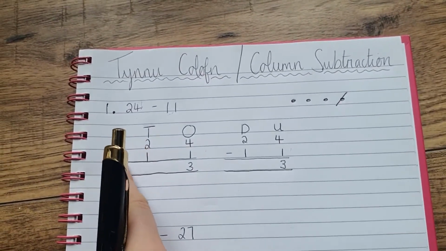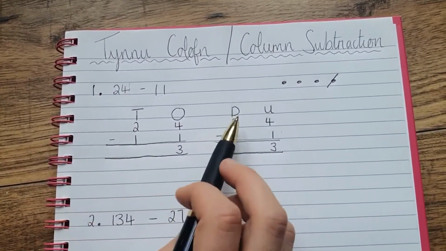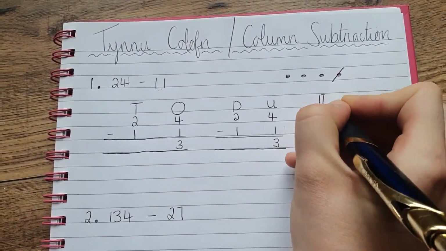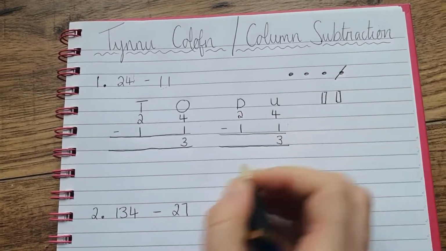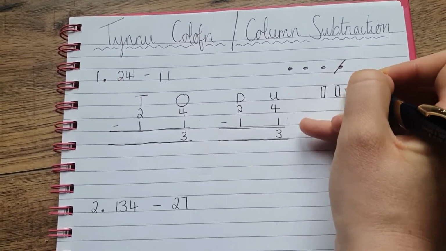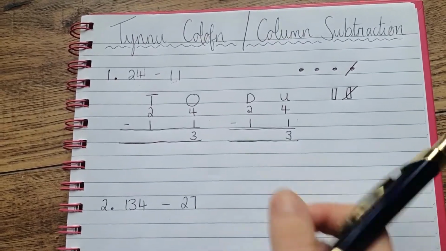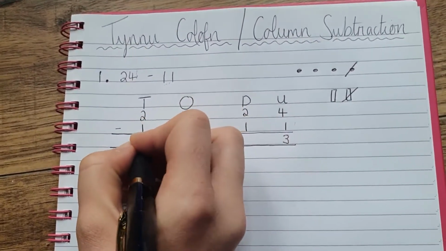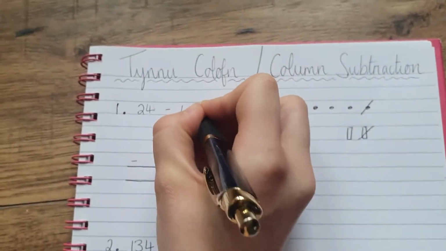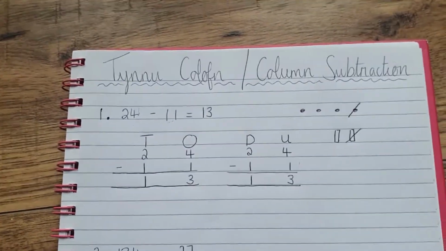So now we have 20 minus 10. Remember, these aren't 2 and 1. We're in the tens column. So 20 minus 10, 20 tynnu 10. If you can do it in your head, brilliant. But if you'd like a more visual aid, we've got the 20. So tynnu 10. We're going to cross the 10 out. And we're left with 10 left. And there we have it. 24 minus 11 is 13. 24 tynnu 11 ydy 13.